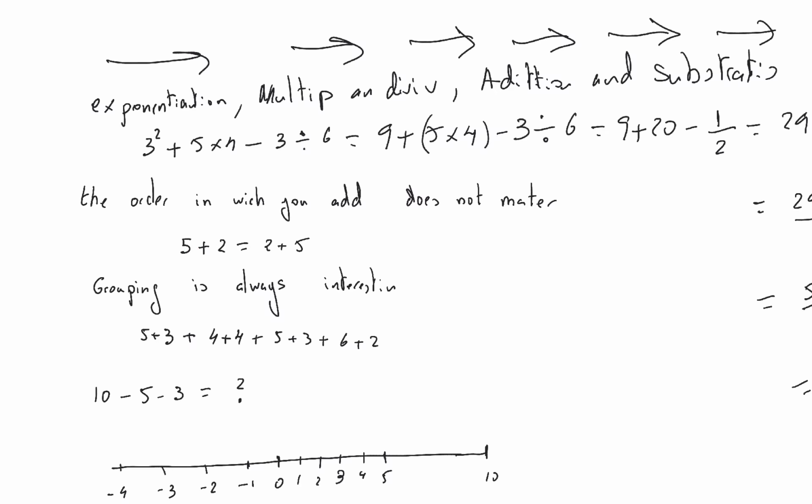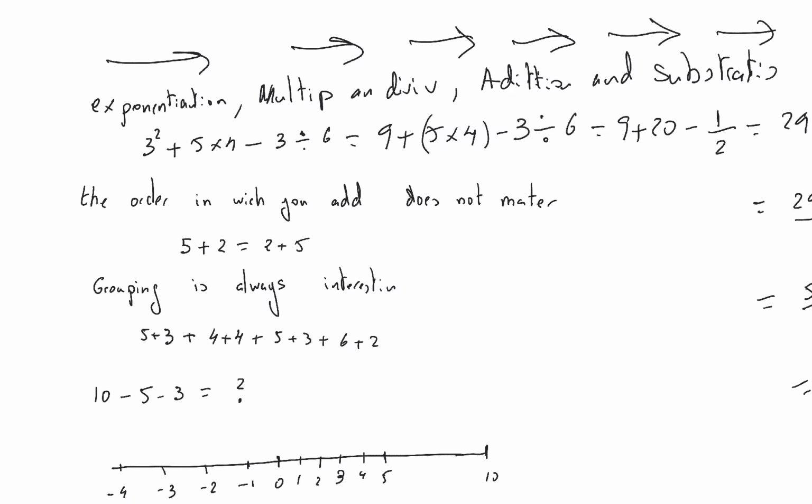Well, 5 plus 2 is 2 plus 5. It doesn't matter here the order of operation. 5 plus 2, 7. 2 plus 5, 7. Now let's do this example. 5 plus 3 plus 4 plus 4 plus 3 plus 3 plus 6 plus 2. There is no other operation because there is always one operation, summing.